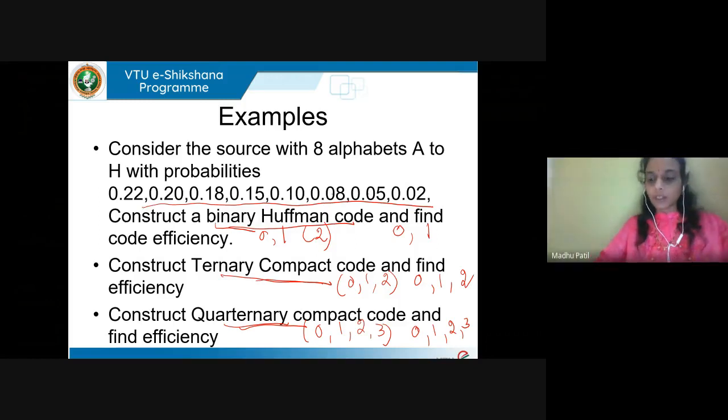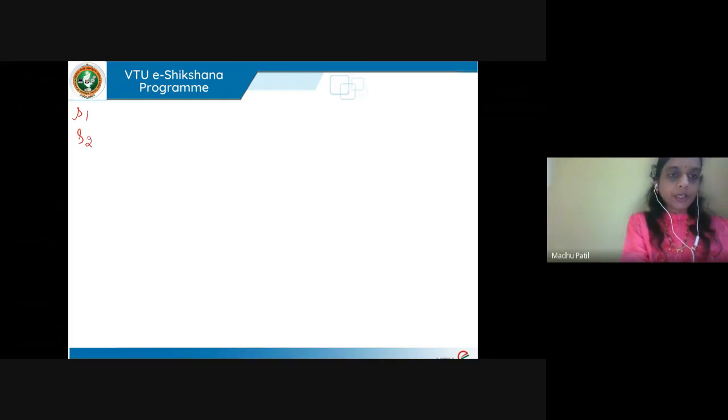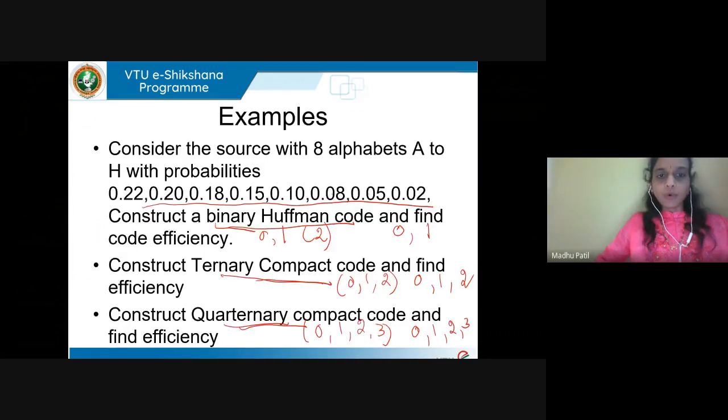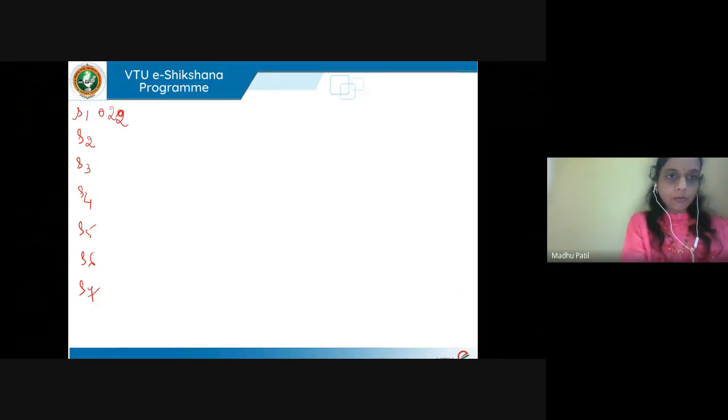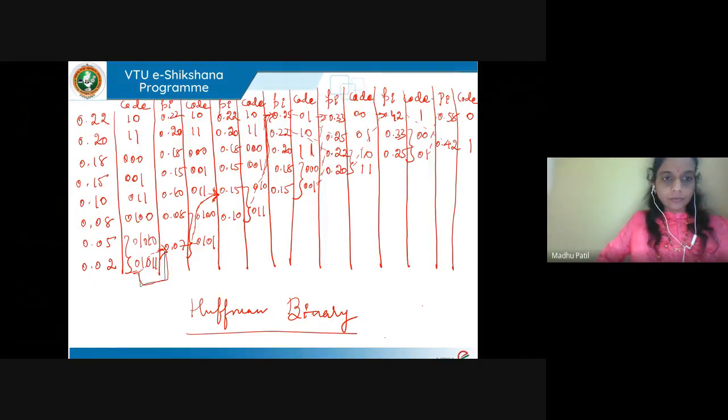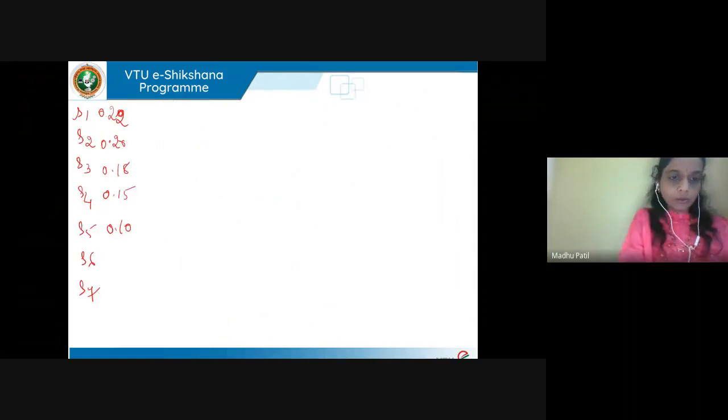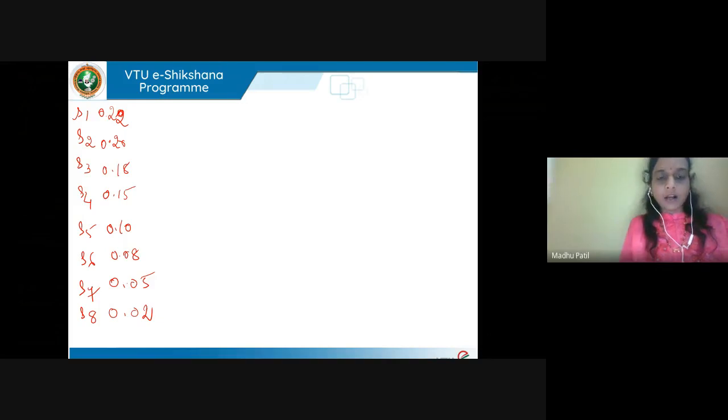So we'll start with this problem. First, binary Huffman coding. Let me arrange these symbols in decreasing probabilities. We have till 7. I'm arranging 0.22, 0.20, 0.18, 0.15, 0.10, 0.08, 0.05, and 0.02.